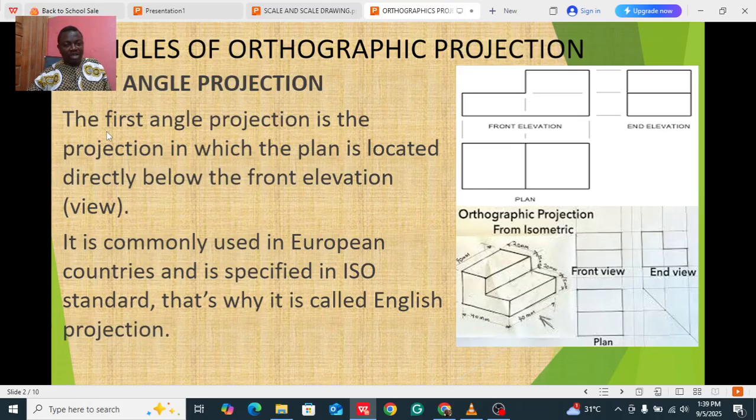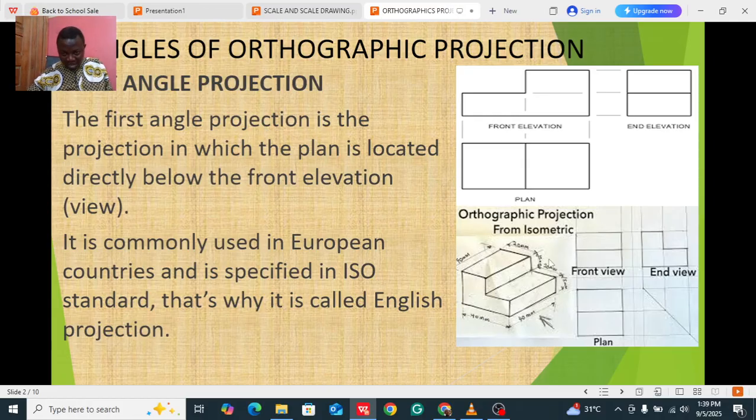More note about first angle projection: it is used in European countries and is specified in the ISO standard. That's why it is called the European version. Europeans take the side of first angle projection in all their drawings. They are in love with first angle projection.